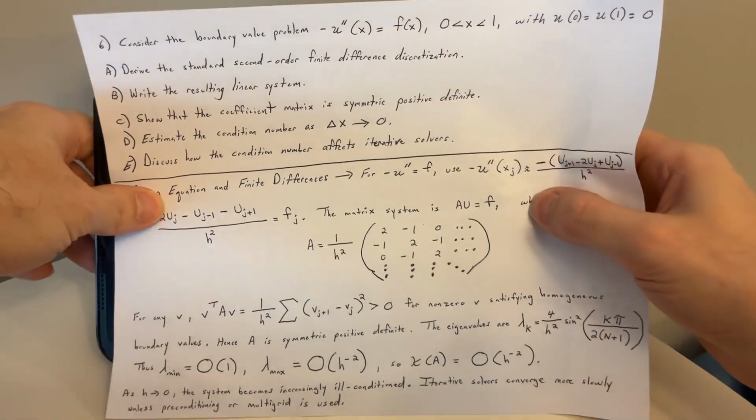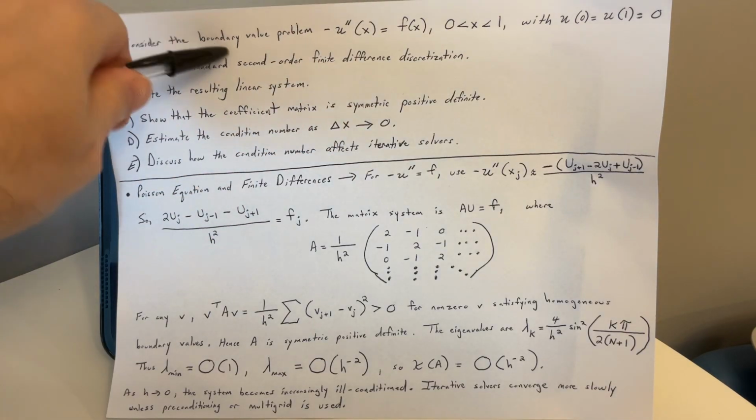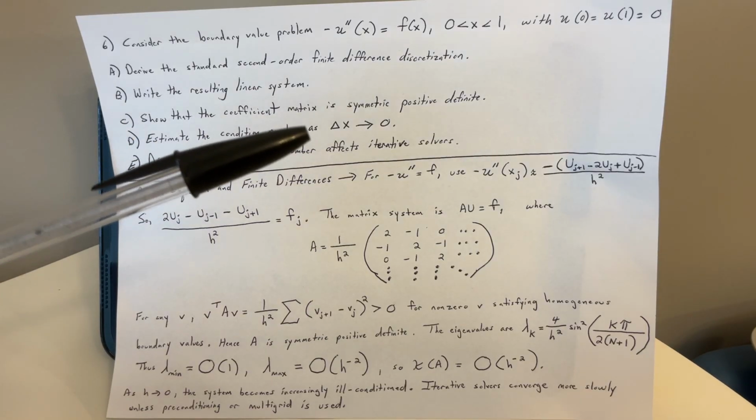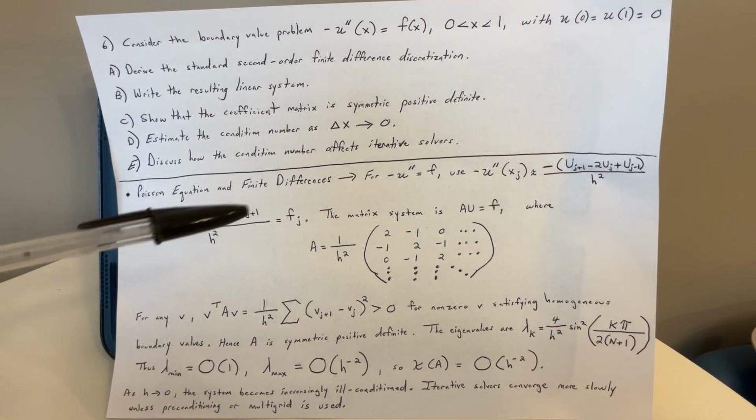So consider the boundary value problem here: negative u double prime of x equals f of x, where 0 is less than x is less than 1, with u of 0 equals u of 1 equals 0. Letter A, derive a standard second order finite difference discretization for number 1. For letter B, write the resulting linear system. Letter C, show that the coefficient matrix is symmetric, positive definite. Letter D, estimate the condition number as delta x approaches 0. Discuss how the condition number affects iterative solvers.